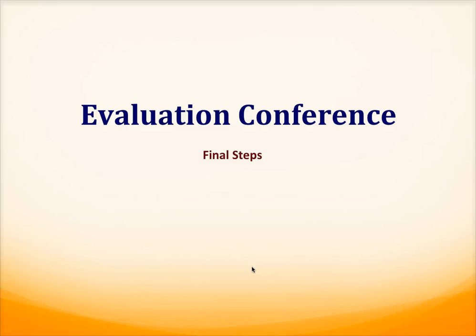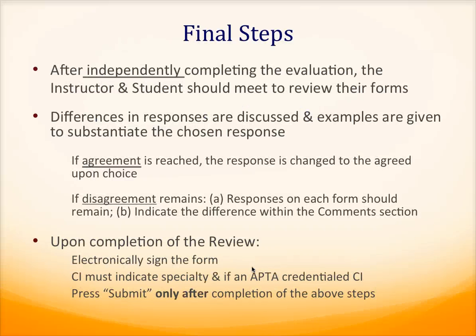This last section highlights the evaluation conference and all that should take place during and after this review with your student. After independently completing the evaluation, the instructor and student should meet to review their forms. Differences in responses are discussed and examples are given to substantiate the chosen response. If agreement is reached, the response is changed to the agreed upon choice. If disagreement remains, the responses on each form should remain. However, indicate the difference within the comment section of the form.